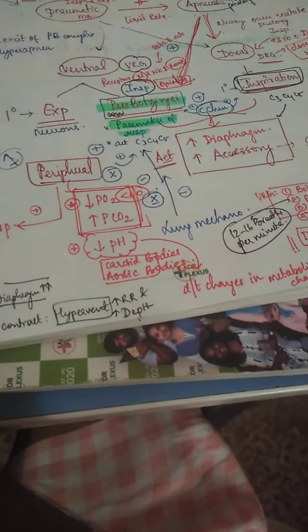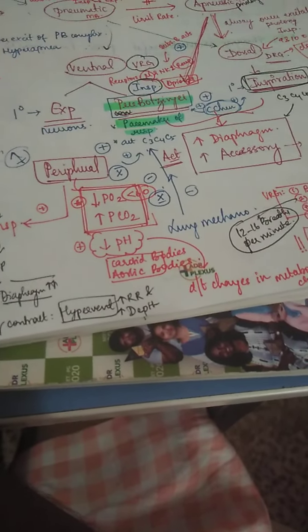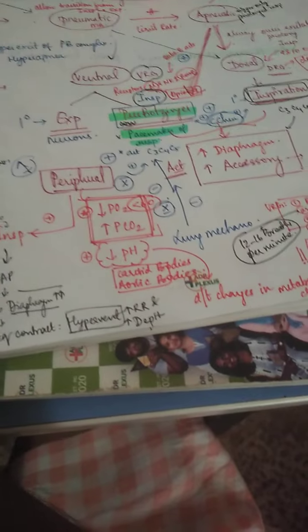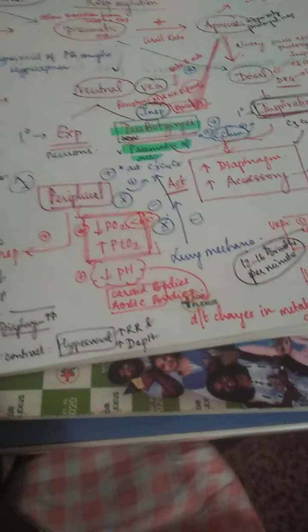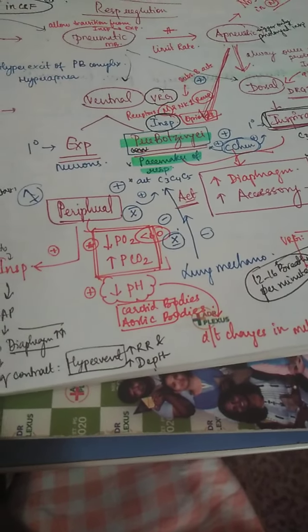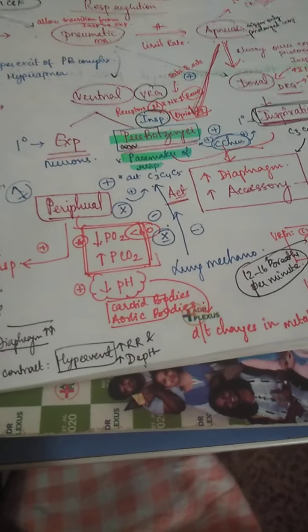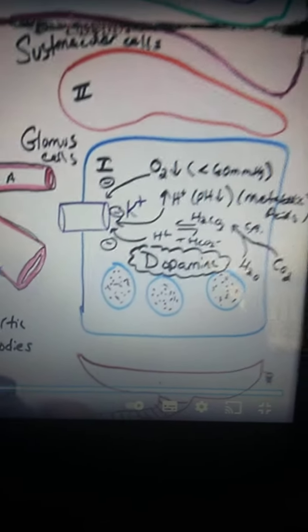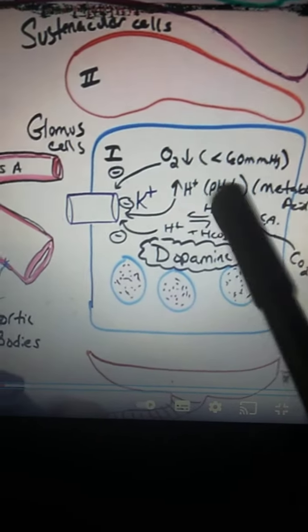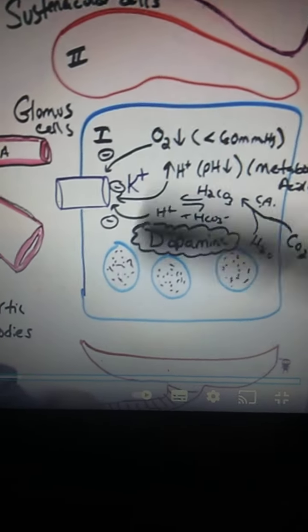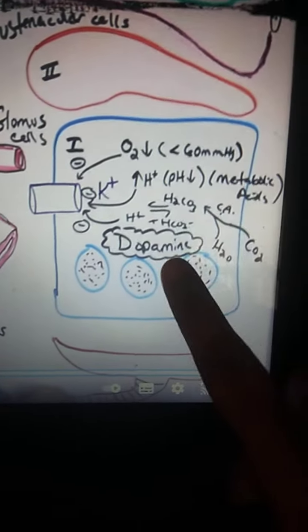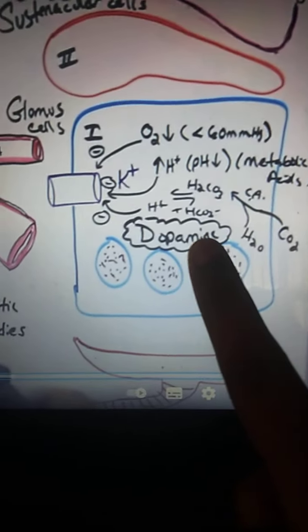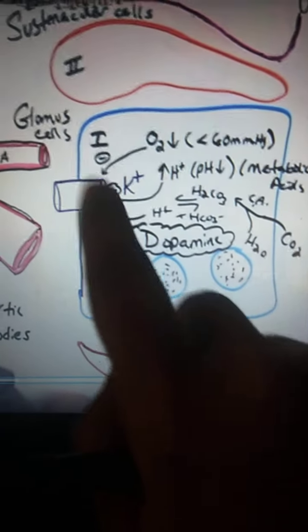the carotid bodies have two types of cells: the sustentacular cells and glomus cells. The sustentacular cells and glomus cells are very important. I'll show you what these glomus cells are. In the glomus cells, you have a potassium channel and you have many neurosecretory granules, that is vesicles containing dopamine. This dopamine is very important. Now what happens in these cells, this potassium channel is important.